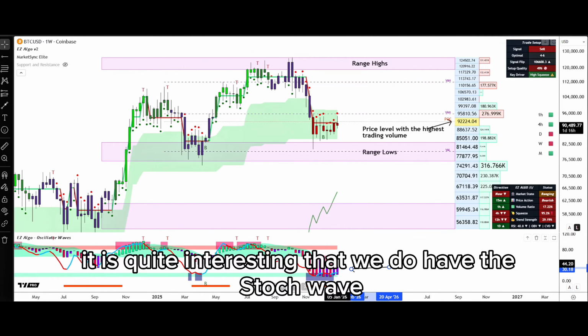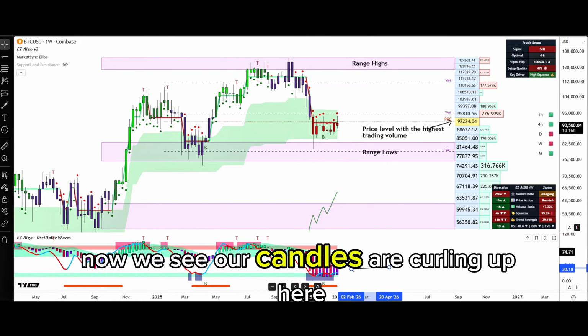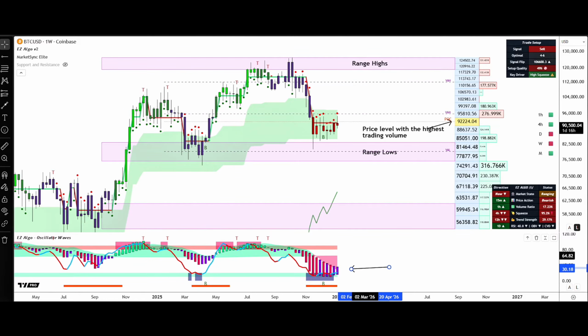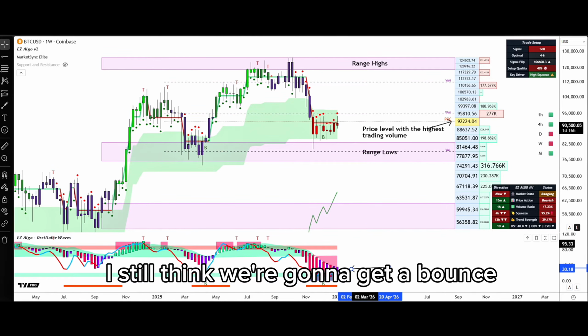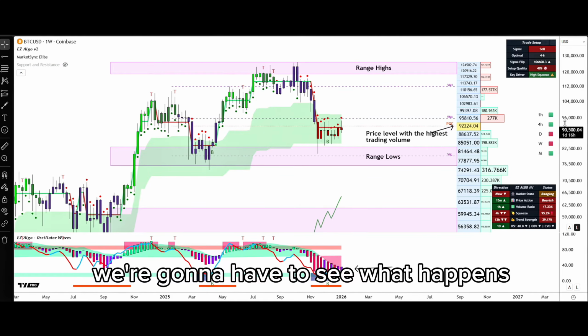So it is quite interesting that we do have the stop wave kind of bottom out. It's kind of trying to go up here. Now we see our candles are curling up here. So I still think we're going to get a bounce. We're probably going to do a little bit more ranging first. So we're going to have to see what happens.